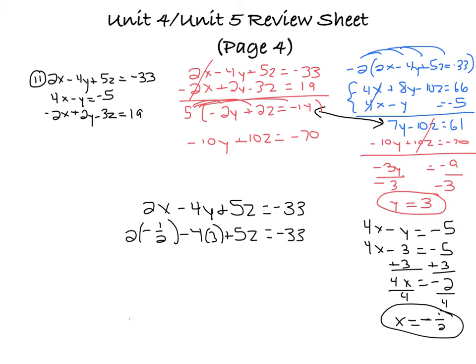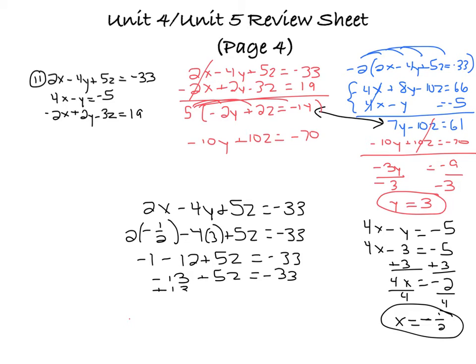Okay, so 2 times negative a half is negative 1. Bring down the minus sign. 4 times 3 is 12. And then I'm going to bring down my plus 5z equals negative 33. So when I combine my like terms right here, negative 1 minus 12 gives me negative 13. So we have negative 13 plus 5z equals negative 33.